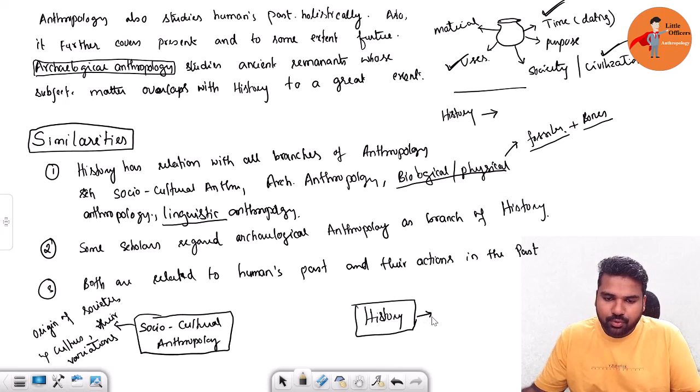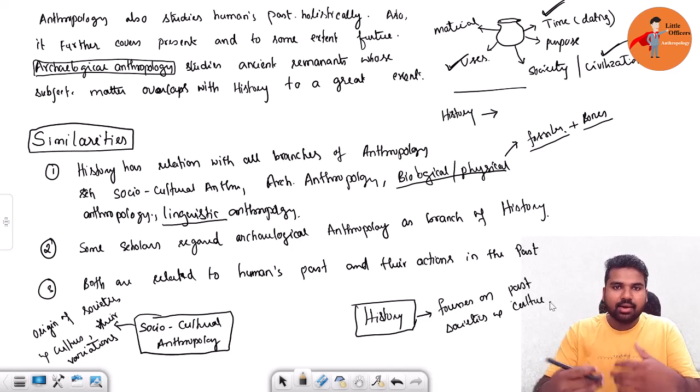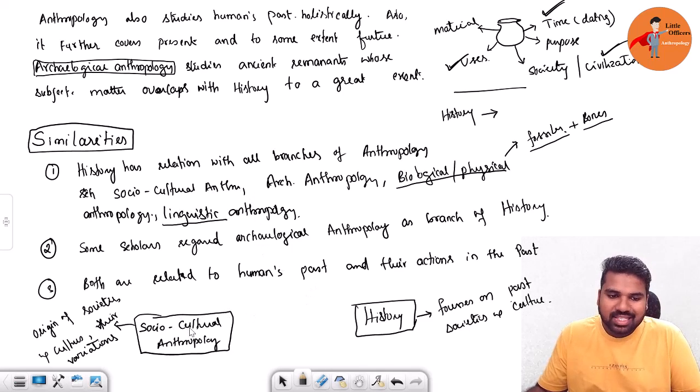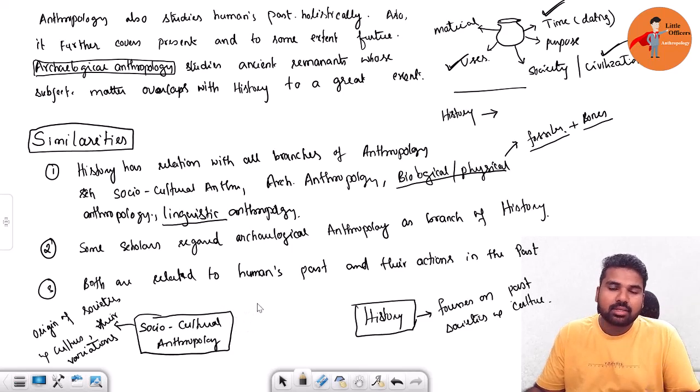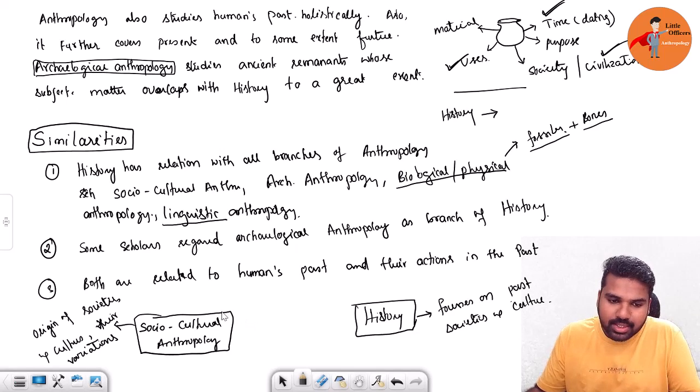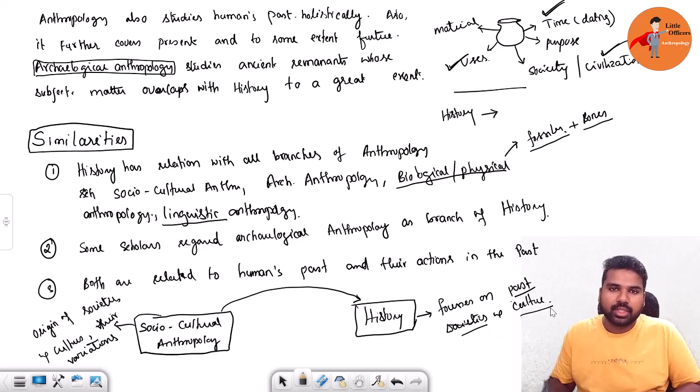Whereas history studies the societies and culture of the past. So it focuses on past societies and culture, as we have seen earlier. Now, since socio-cultural anthropology goes beyond and studies from the very beginning, what it does is help history in getting to those past societies and cultures. So it provides some information to history.